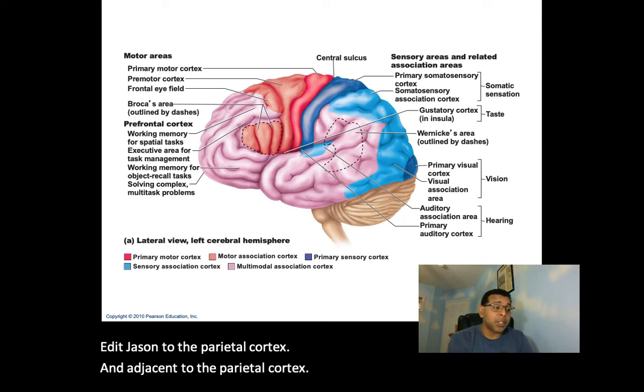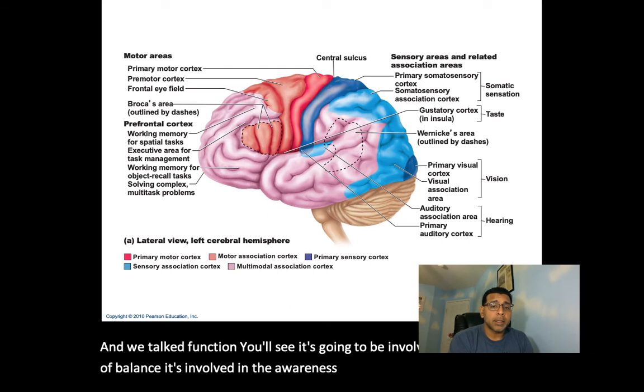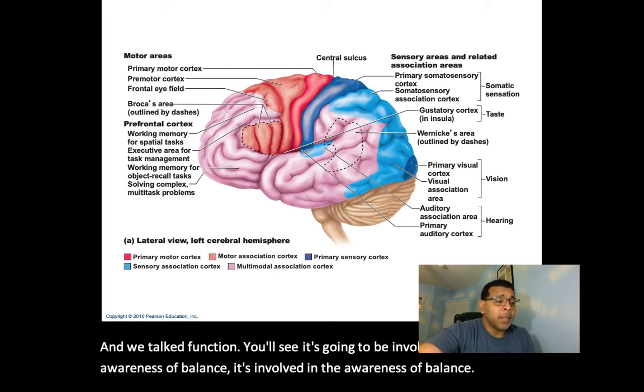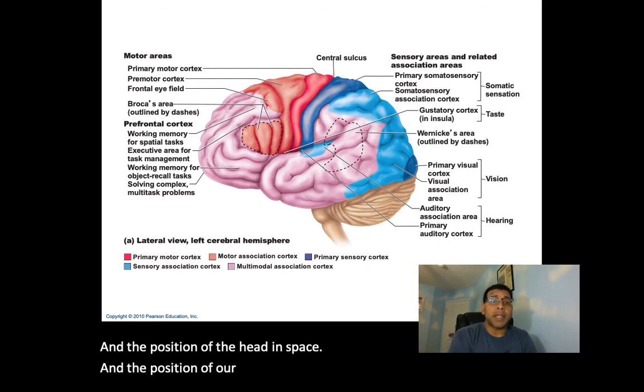Now, when we talk function, you'll see it's going to be involved in the awareness of balance and the position of our head in space.